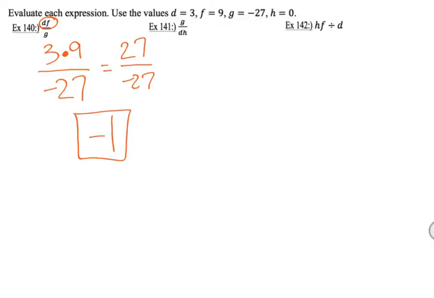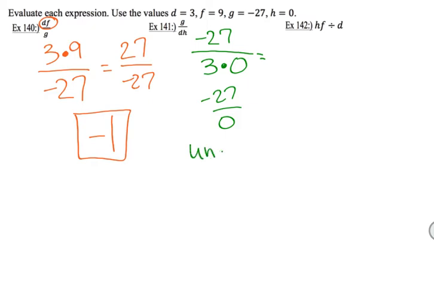g over dh. g is negative 27. d is 3 and h is 0. Okay, 3 times 0 is just 0. So this is negative 27 divided by 0. And little bells or alarms should go off in your head. Dividing by 0 is not possible. So this number doesn't exist. It is undefined.